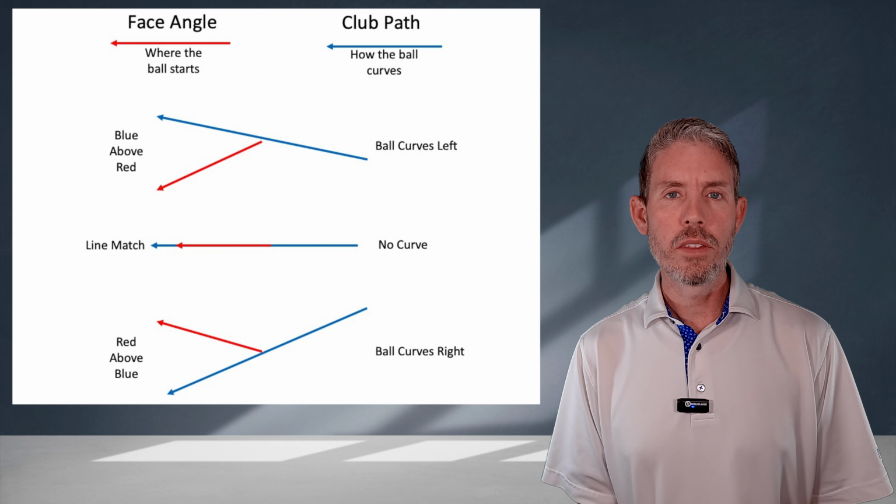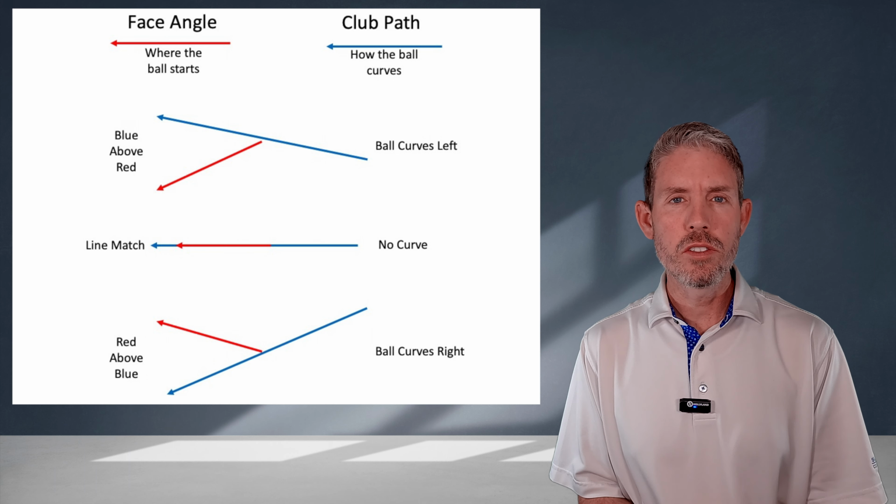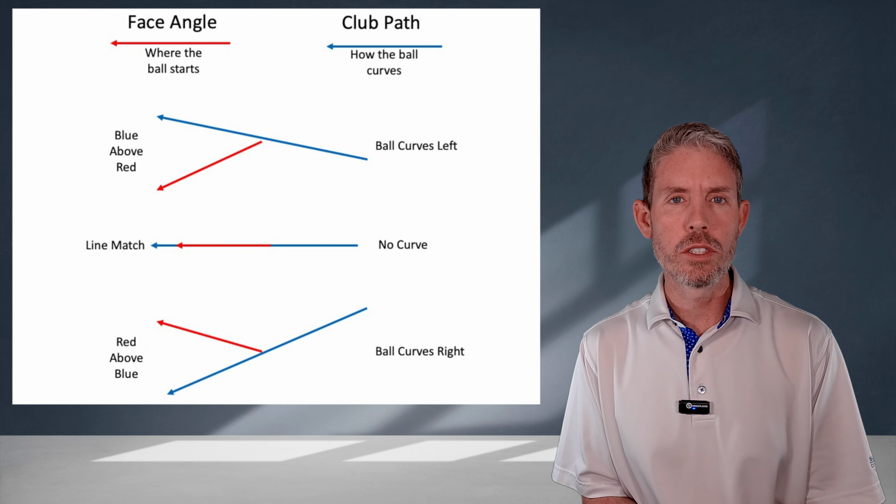Now the club path is what is going to influence the curvature of your golf ball. So the next part of the graphic shows how the intersection of these two lines affects the direction of the curvature.